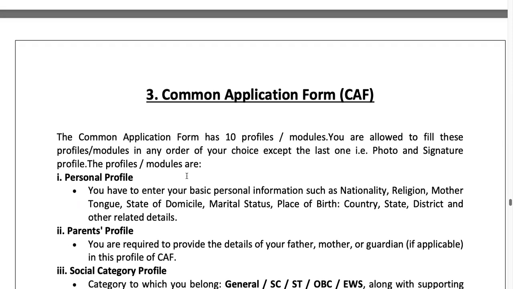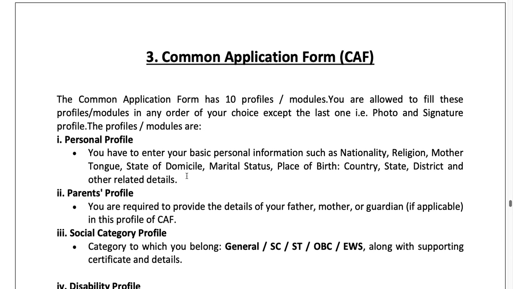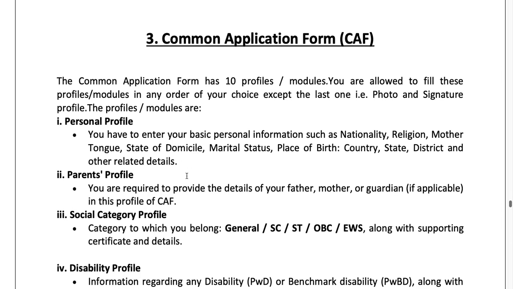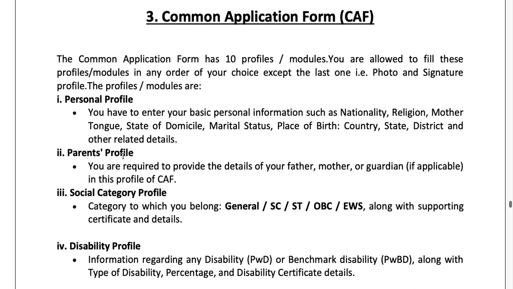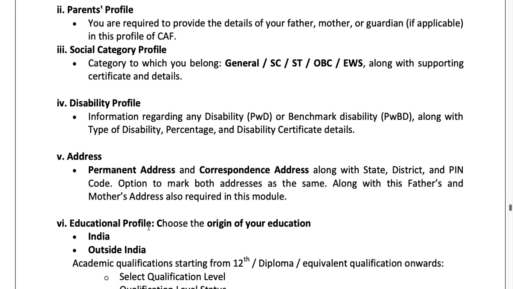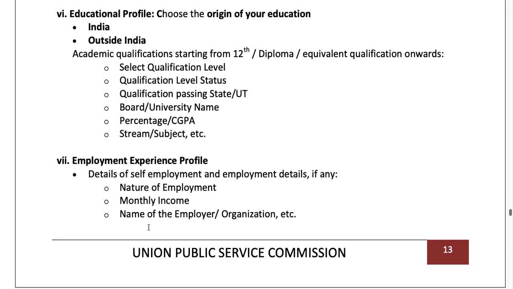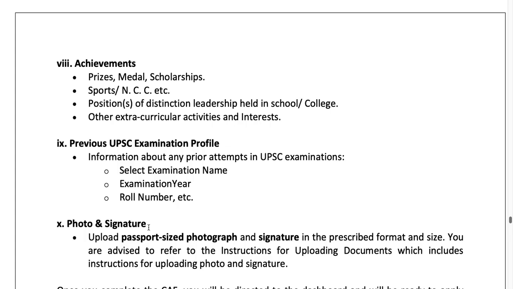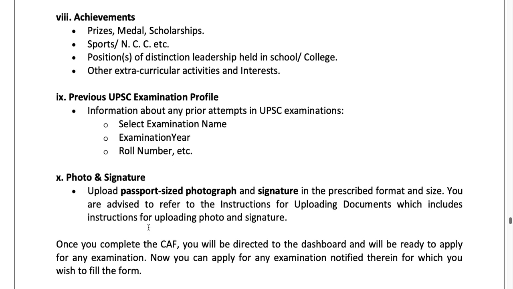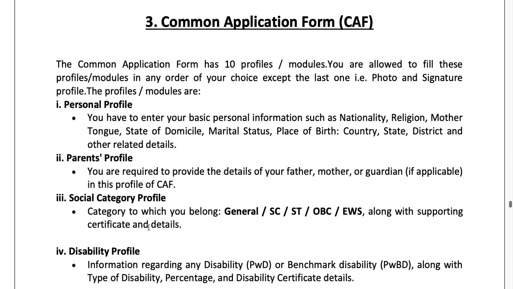That is, the third step involves the common application form. In the common application form, you need to fill in detail various details such as personal profile, parents profile, social category profile, disability profile, address, educational profile, employment experience profile, achievements, previous UPSC examination profile, and then photo and signature. So we will discuss one by one these, students.